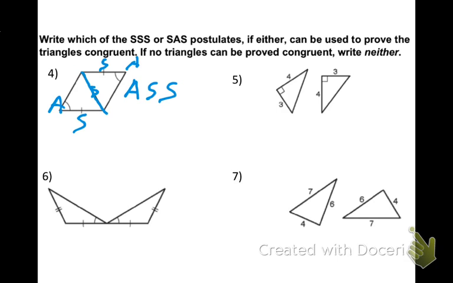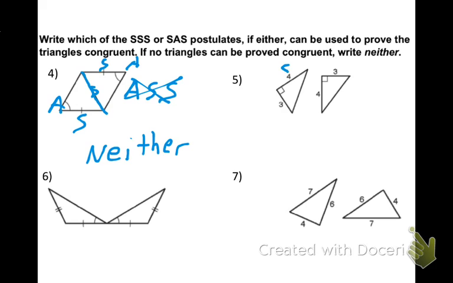That is what would be called a naughty word. And that is not a congruence postulate. ASS is not a congruence postulate. Number 4 is neither. Okay, and again, why? Because the angle is not an included angle. The angle is on the outside of the sides. Again, write down what you know. I know the angle of the side, that makes ASS. That's not a congruence postulate. ASS does not work.